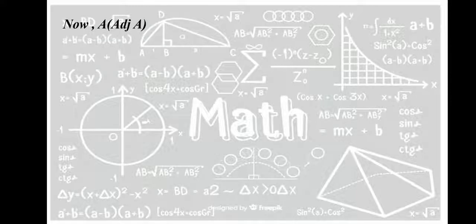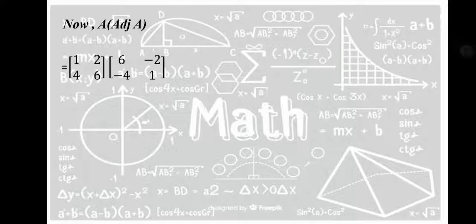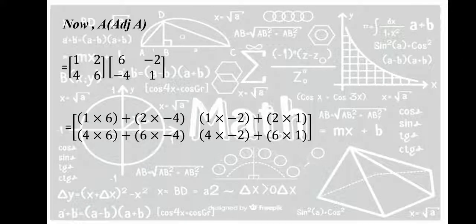Next, according to the equation, A is multiplied by adjoint of A. So matrix A is 1, 2 in the first row, 4, 6 in the second row. Adjoint of A is 6, minus 2 in the first row, minus 4, 1 in the second row. For multiplication, the first row will be multiplied by the first column and the first row will be multiplied by the second column. So in the first line, 1 is multiplied by 6 and 2 is multiplied by minus 4.